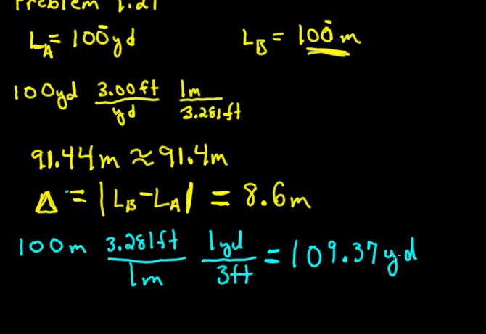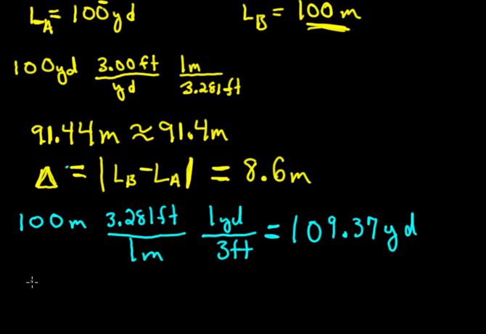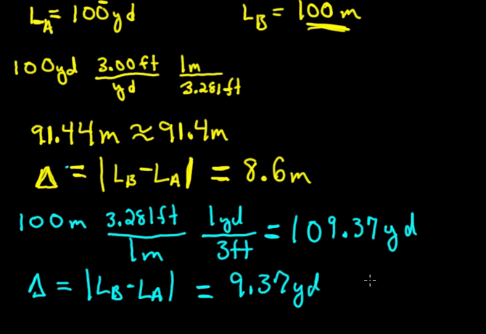And so what's the difference between these two in yards? We will subtract. So this delta equals, again, LB minus LA. LB is still the larger, even though we're looking at yards now. And so we're looking at 109.37 minus 100. That leaves us with 9.37 yards. It asks us for 2 sig figs, so 9.4 yards. So the difference is 9.4 yards between the two.